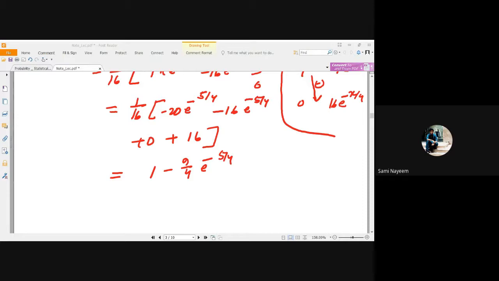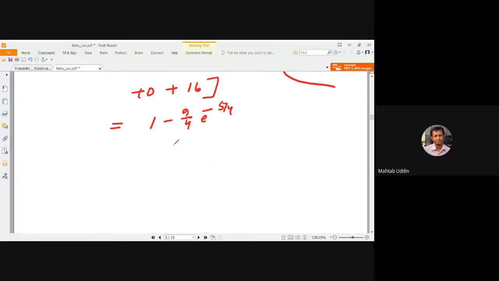Yes, sir. Once again, we can ask you to find some more facts, some more properties like the moment generating function. What is the moment generating function? 1 by 1 minus theta t whole to the power alpha. So it will be 1 minus what? 4t. One minus 4t whole square.